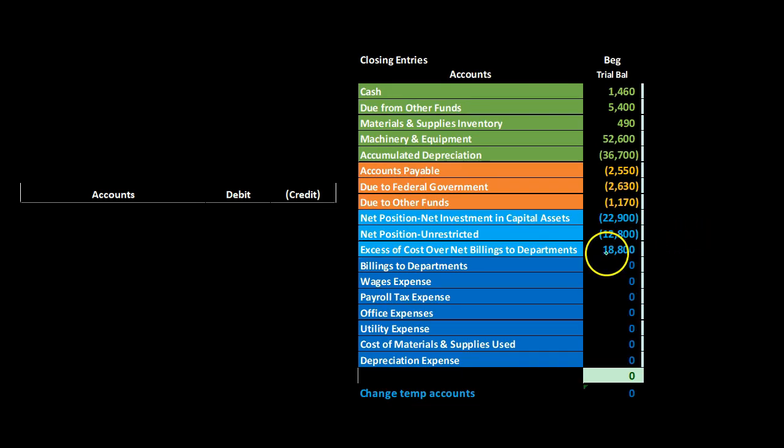Now we're going to do the second transaction. This is in the clearing account. Where do we want it to be? We want it to be in the net position account. So we're going to make this 0 and we're going to move it just up here. So how do we do that?